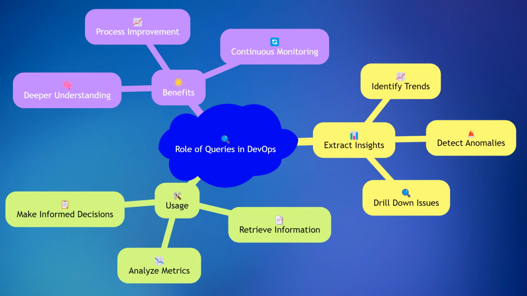Queries play a crucial role in extracting meaningful insights from data. In a DevOps environment, queries are used to retrieve specific information from data sources, enabling teams to analyze metrics and make informed decisions. Queries can be used to identify trends, detect anomalies, and drill down into specific issues. By designing effective queries, teams can gain a deeper understanding of their development processes and identify opportunities for improvement.